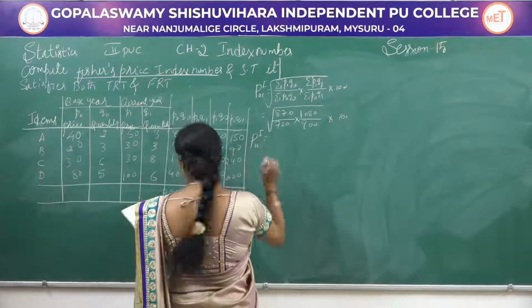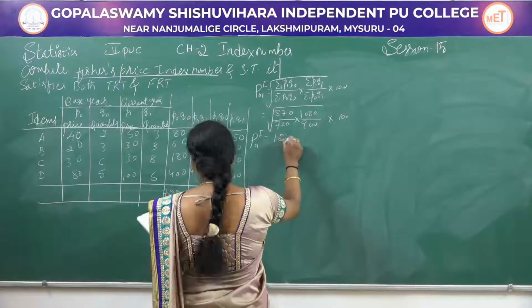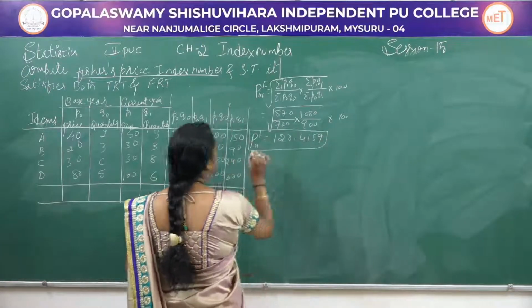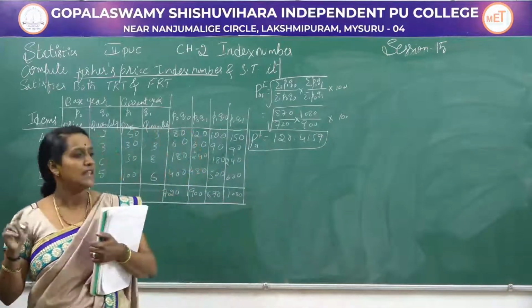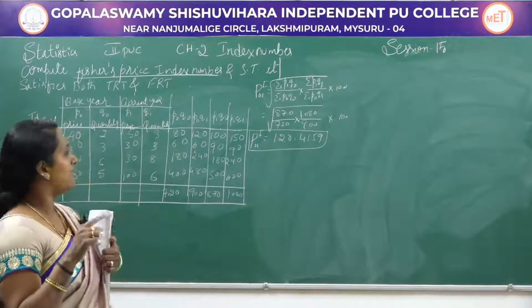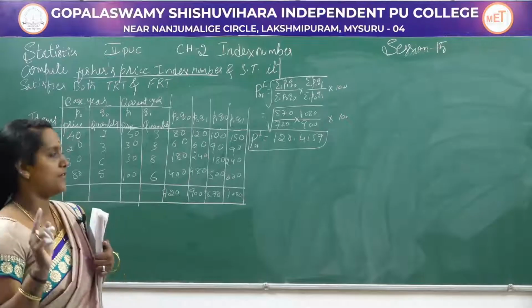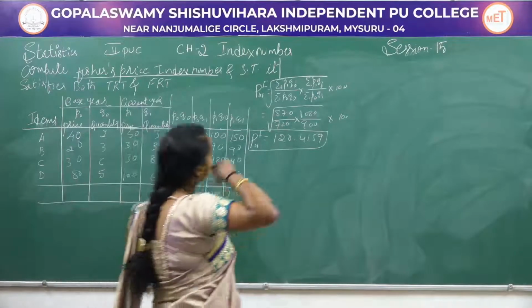So P01 of Fisher's is 120.4159. Next we have to show whether it satisfies TRT and FRT, that we have to see.